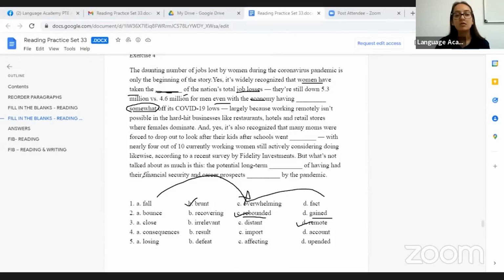But what's not talked about as much is this, the potential long term dash of having had their financial security. So before of we need a noun: potential long term result, import, account, or consequences. There cannot be just one result or one account of leaving the job. There will be so many consequences about their financial security. Potential long-term consequences of having had their financial security and career prospects dashed by the pandemic.